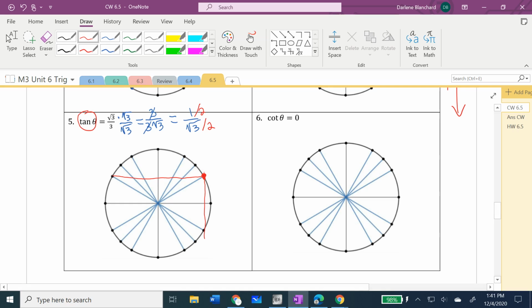Additionally, if these are both negative, I will get the angle on the other side of the unit circle. So if sine is negative 1/2, that would be down here. If the cosine is negative √3/2, that would be over here, and that takes us to this angle.